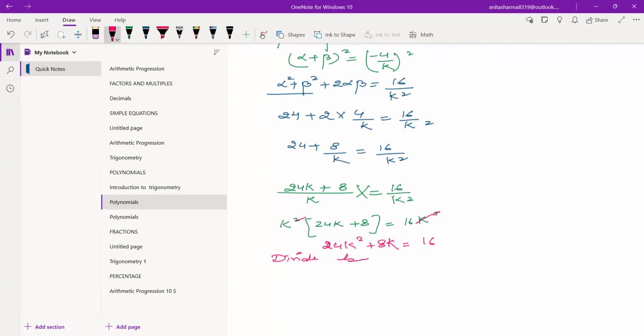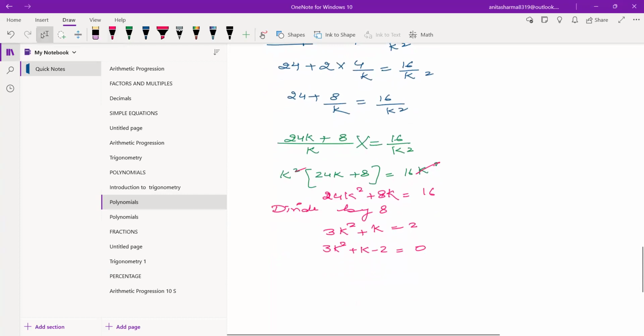Divide by 8. So 3k square plus k will be equal to 2, or you can write 3k square plus k minus 2. Now you can factorize it, split the middle term.